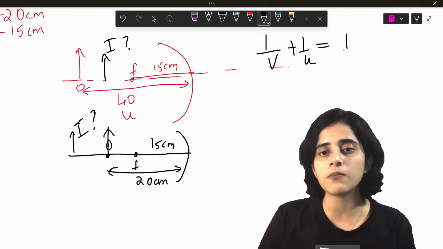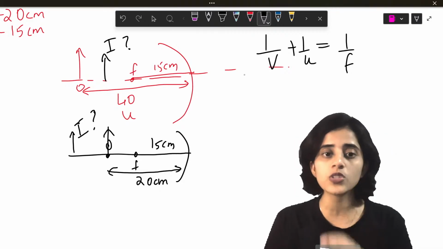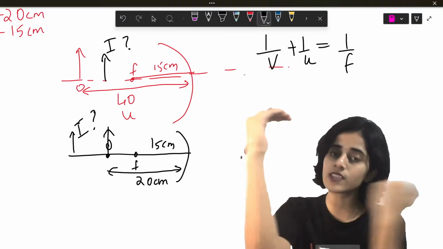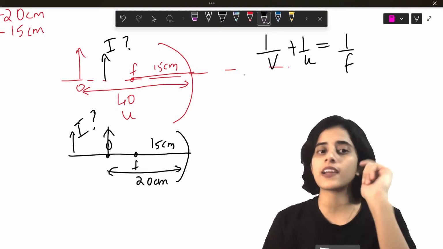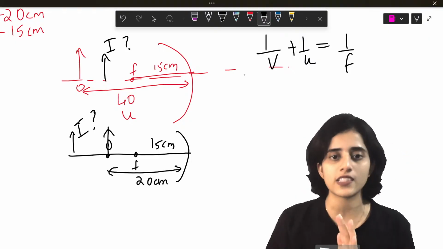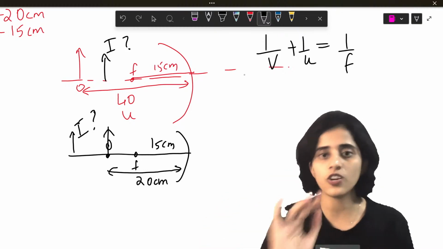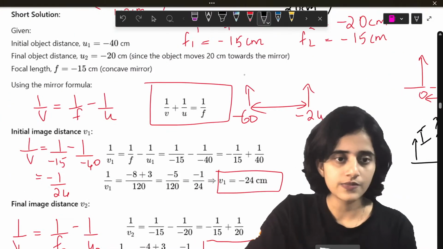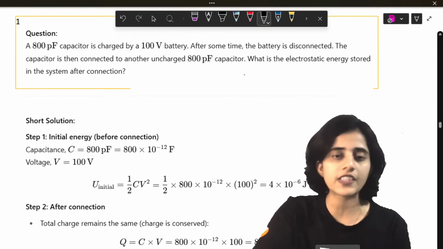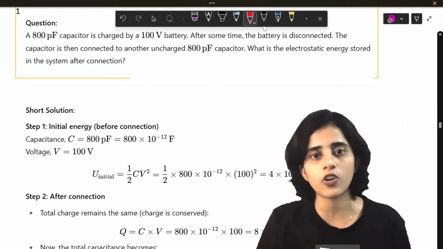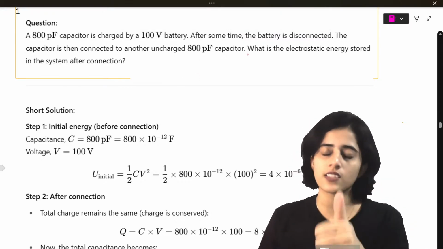1 by V plus 1 by U is 1 by F. When you substitute the values, any value that you take towards the left side of the mirror should be taken as negative. So 15 will be negative, 40 will be negative, 20 will also be negative. If the measurements were towards the right, it would have been positive. That's all. Is that clear, Praju? If you still have a doubt, I think I've explained it clearly. You can watch the recording slowly, pause and watch it. You will get it.